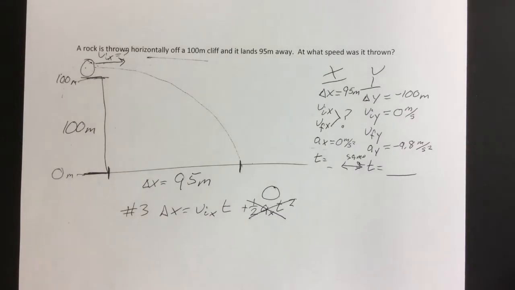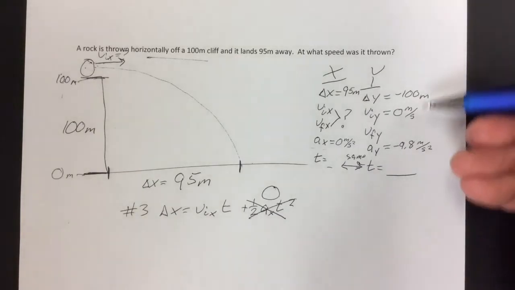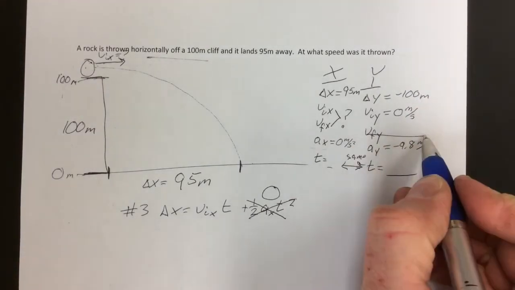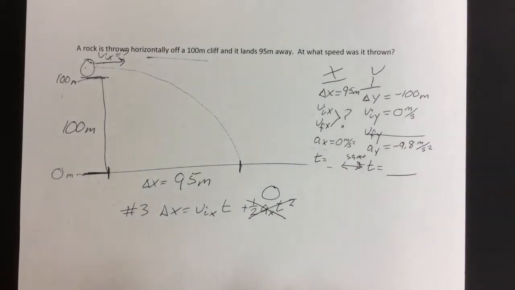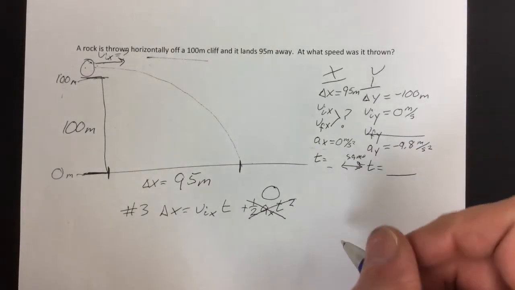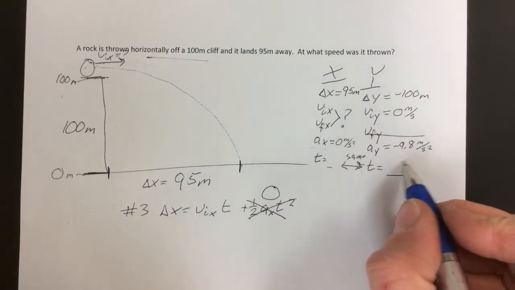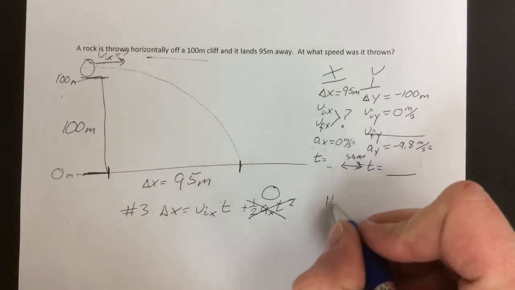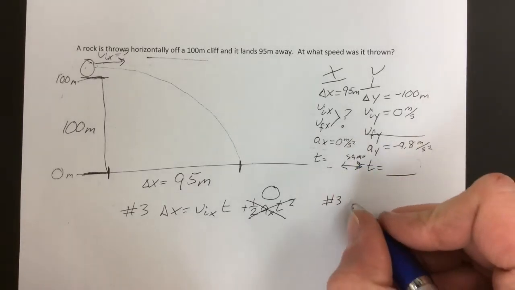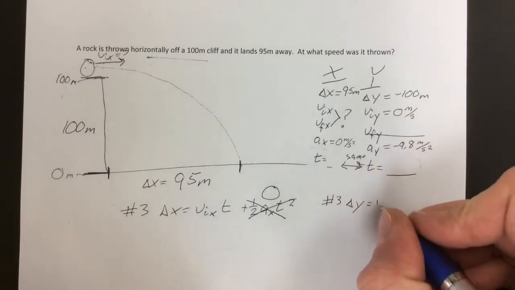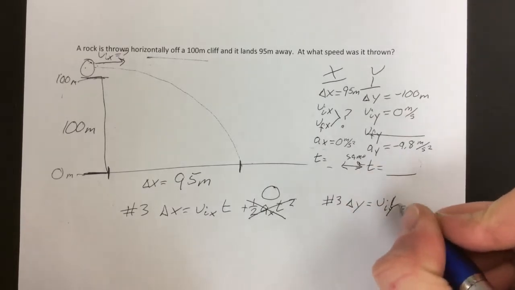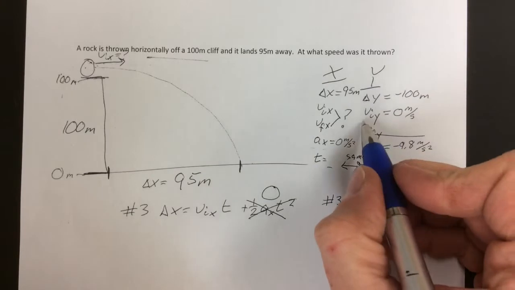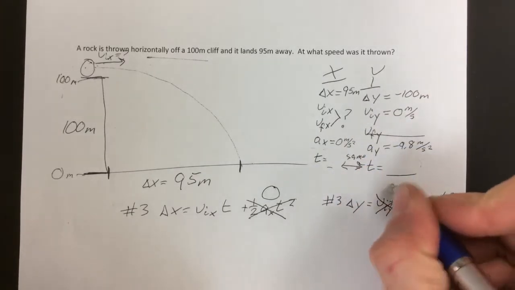I still don't know t. So we've got to solve for t first. So we look over here and I say, hey, look, I've got 1, 2, 3 variables. I don't know final velocity, but I don't care about final velocity. I can go through and find time. Once I solve for time here, I can then plug it in over here. So we can say, well, equation number 3 doesn't have final velocity. Delta y is equal to v_iy times t plus 1/2 a_y t squared, where my initial velocity in the y direction is 0.